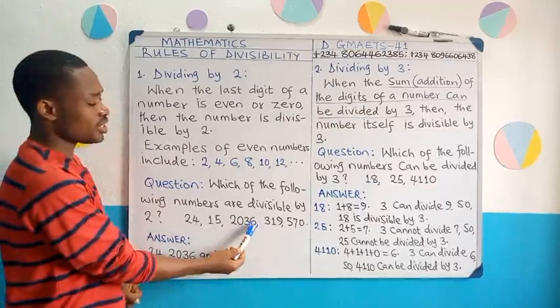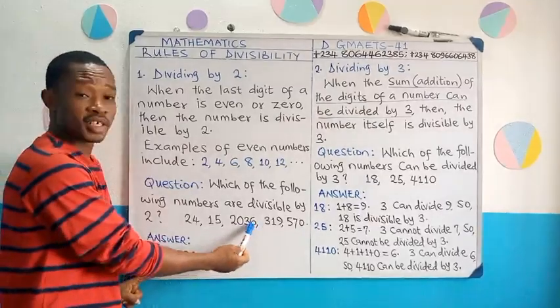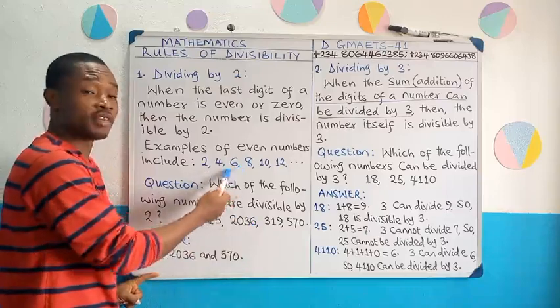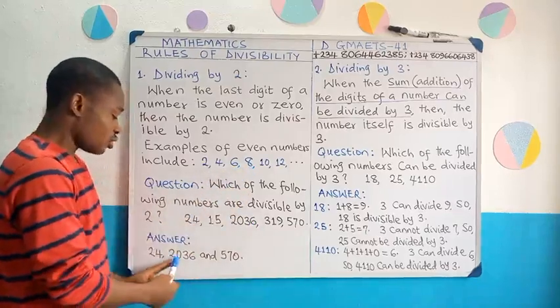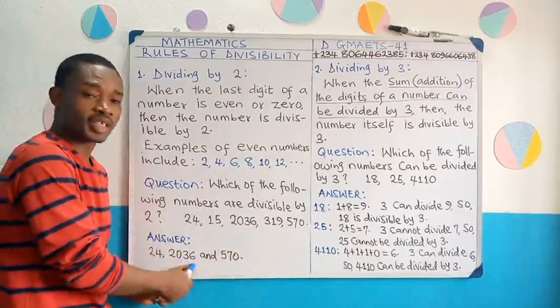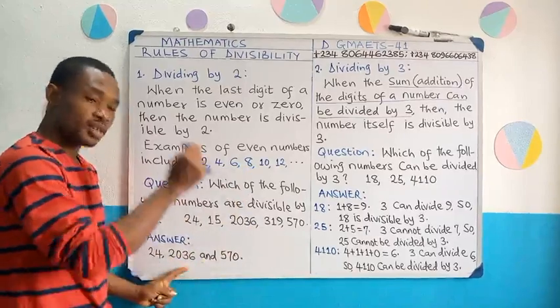2036. What is the last digit in this number? The last digit is 6. 6 is an even number. It simply means that 2 can divide 2036. 2036 is divisible by 2.